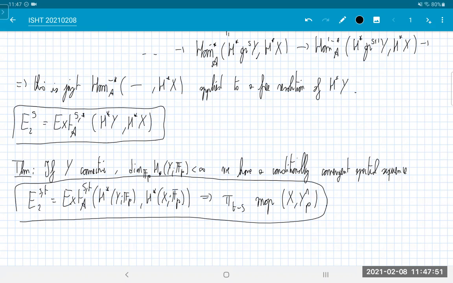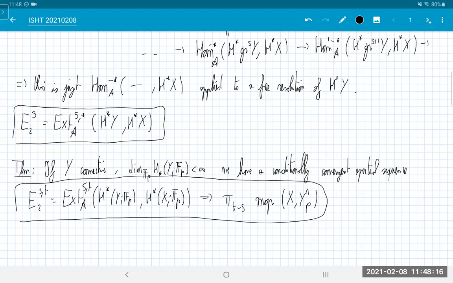Yeah, you need a P completion. Indeed. Otherwise, the statement obviously cannot be true. If you have a subquotient, this filtration can only see p-adic information. So you cannot expect to see more.